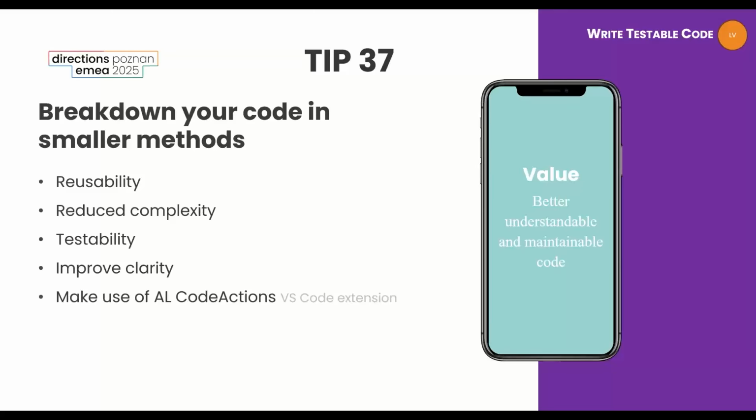Okay, go to the next one, 37. It's a Dutch way of saying, break down your code in smaller methods. That's relating to good coding anyway, but it makes your testing also easier. If you have smaller methods, it's easier to write and let AI also help you to get tests in place. Reduce your complexity, makes testability much easier. It's much easier for anybody to step in and read things, so the clarity is much better. And yes, AL code action is a great thing for helping you to cut down things in smaller methods. Better, understandable, and maintainable code.